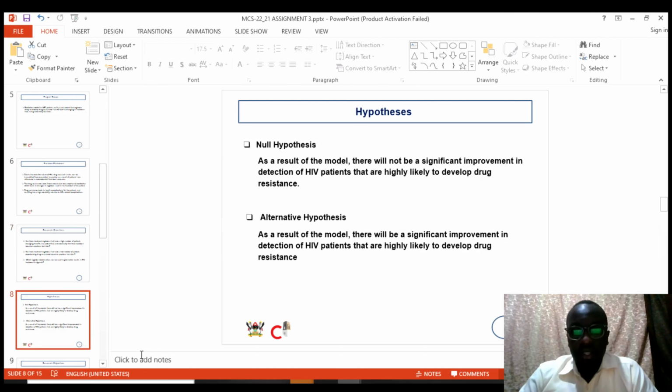And the hypothesis: the null hypothesis is that, as a result of the use of the machine learning model, there will be no significant improvement in the detection of HIV patients that are highly likely to develop drug resistance. The alternative hypothesis is that, as a result of this model, there will be a significant improvement in the detection of HIV patients that are likely to develop drug resistance.